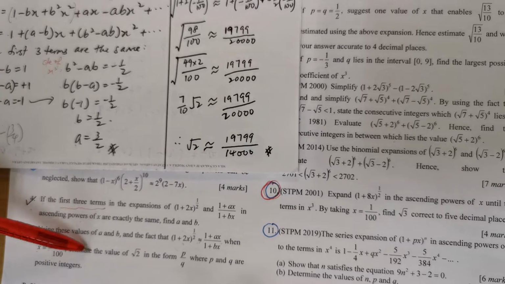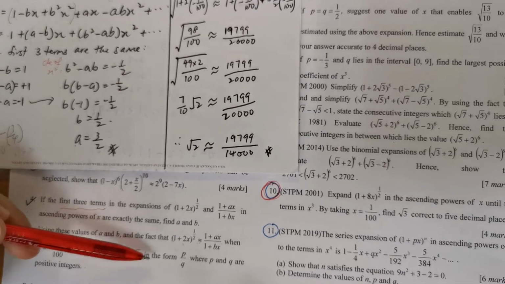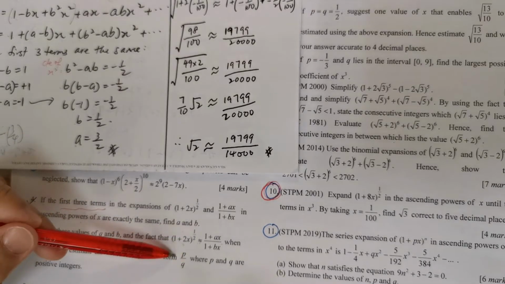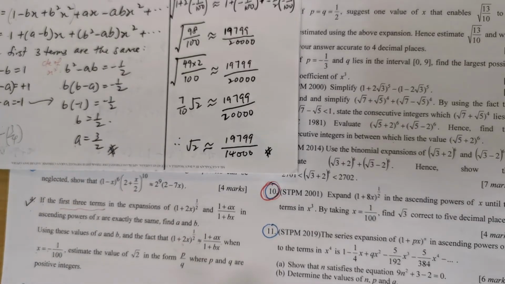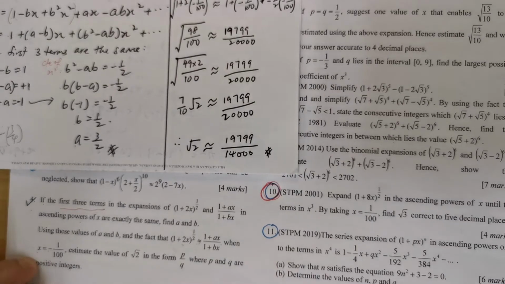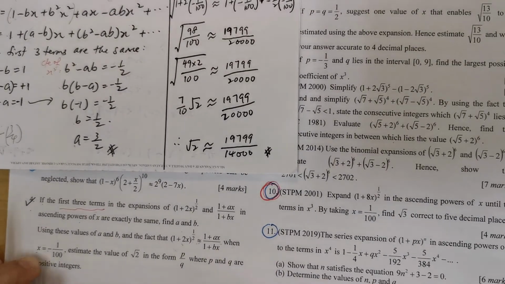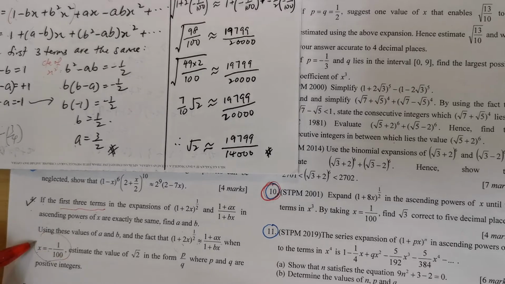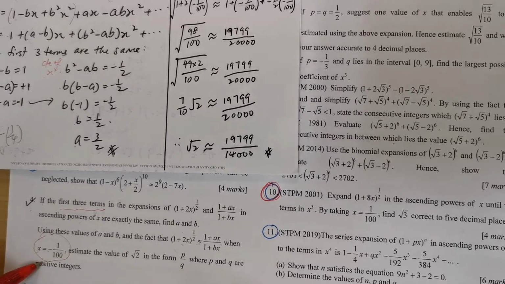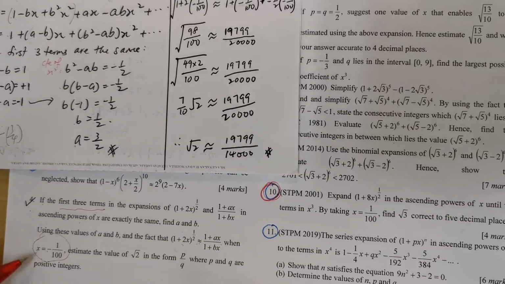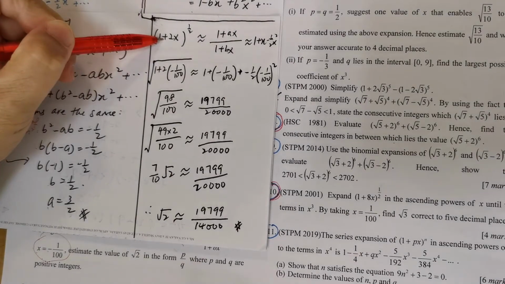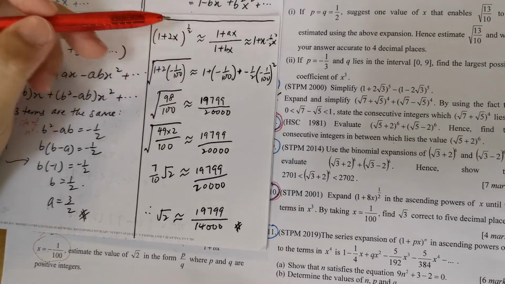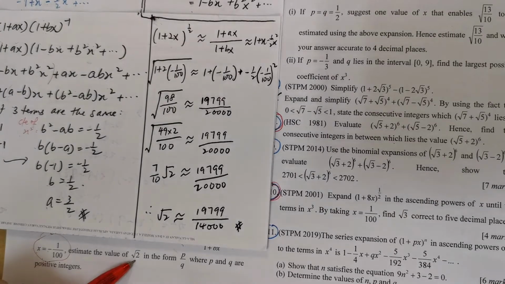Then they ask us to estimate the value of square root 2 in the form of a fraction, p over q, and p and q must be positive integers. Okay, so how to do it? Remember, if the value of x to substitute in is given to you, you just sub this value into the expression given to us. Then we simplify it to get square root 2.